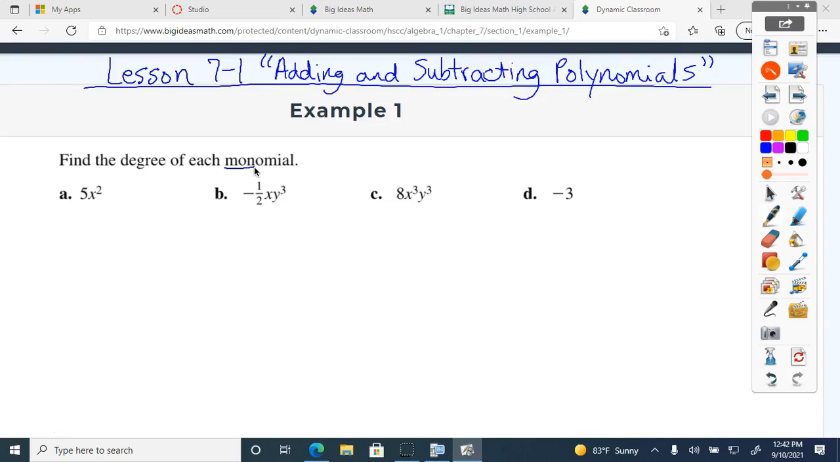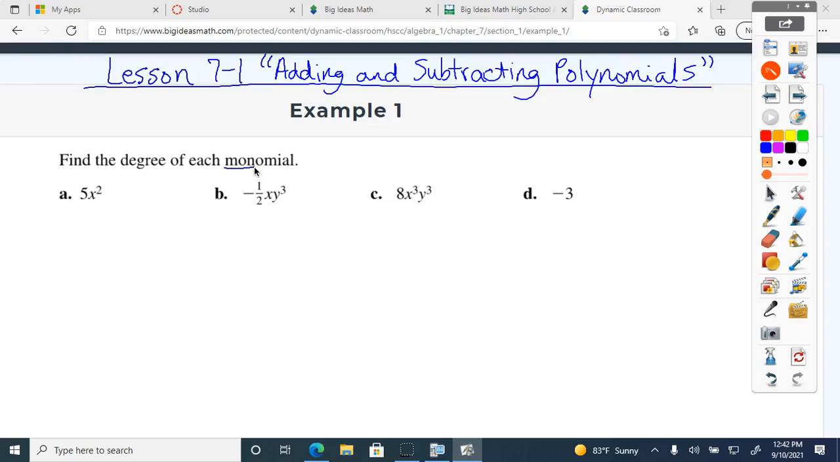Okay, so a monomial is a polynomial that only has one term. So this is one term, one term, one term, one term. A, B, C, and D all have one term.